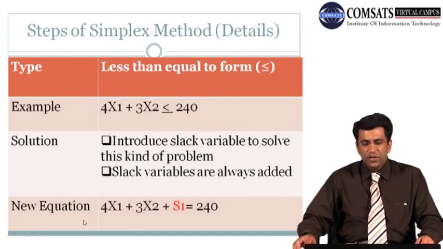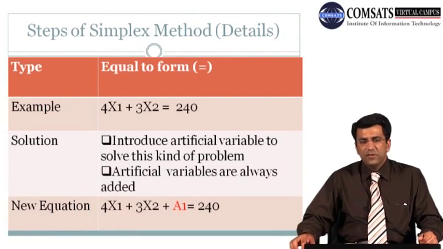So this is important. Now suppose we have the inequality 4x1 plus 3x2 less than or equal to 240. Then we will introduce a slack variable, which may be represented as s1, and in this way we can convert it into the equality 4x1 plus 3x2 plus s1 is equal to 240. So this is the way to introduce slack variables.